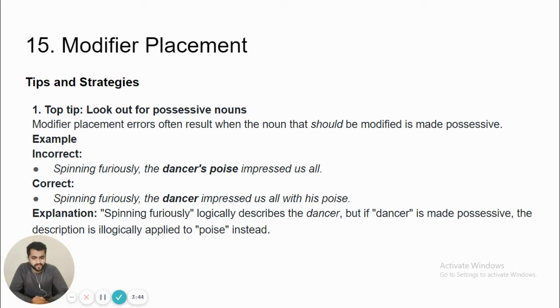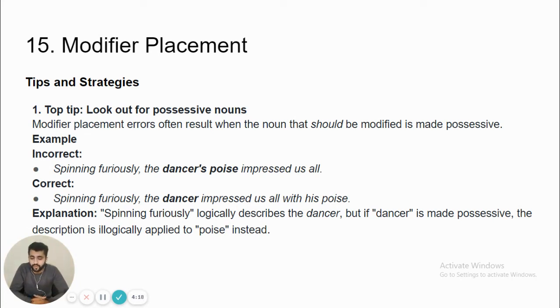Modifier placement errors often result when the noun that should be modified is made possessive. For example: Spinning furiously, the dancer's poise impressed us all. Right. So the issue here is that the first noun coming after the modifier is the dancer's poise, right? The dancer's poise wasn't spinning furiously. The dancer was spinning furiously. So the correct is: Spinning furiously, the dancer impressed us all with his poise.